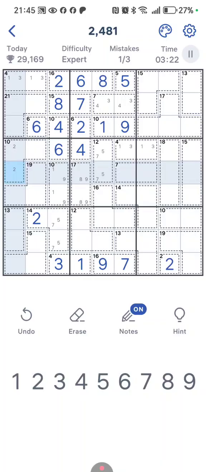Now, remainder 8 has to be 3 and 5, because obviously it can't be 2 and 6, can't be 1 and 7. So this is 2, 3, and 5. 3 and 5. 1, 2, 3, 5. So this is going to be 4 and 7 and 8.